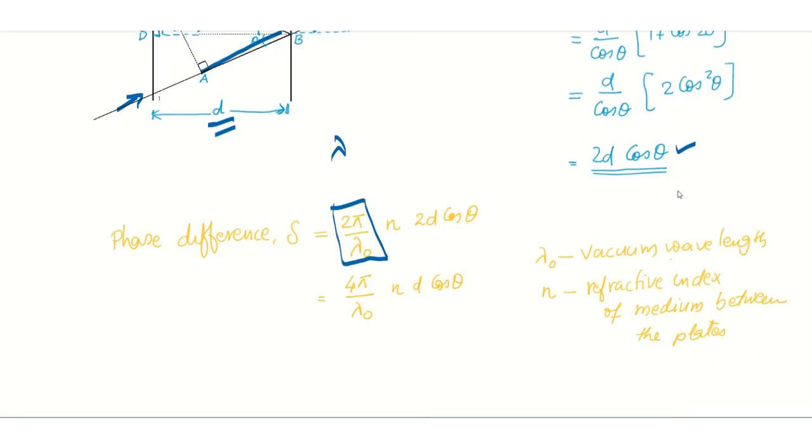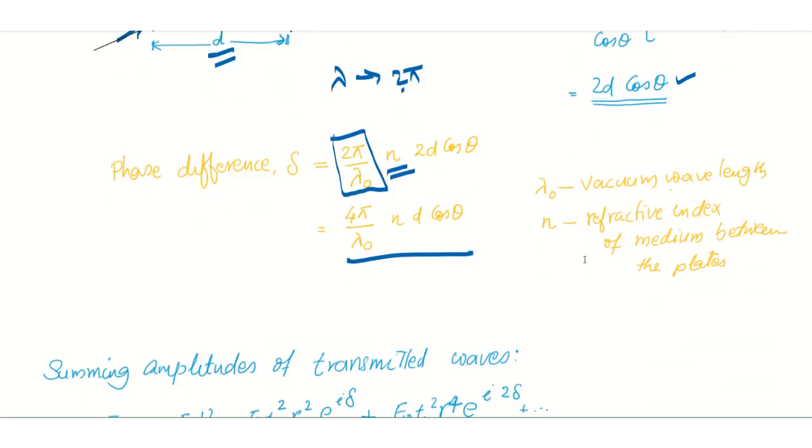Because lambda corresponds to a phase difference of 2 pi, 2 pi by lambda will be the unit phase difference for a unit path difference. We have also included the refractive index of the medium between the two planes, and this is how it's going to look: 4 pi by lambda 0 n d cos theta. Lambda 0 is the vacuum wavelength, and n is the refractive index.